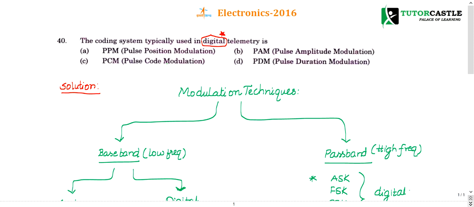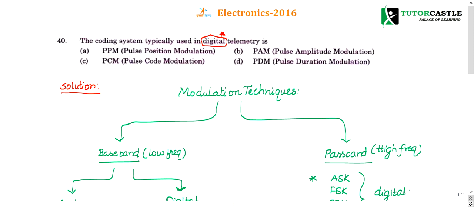Question number 40. The coding system typically used in digital telemetry is dash. Options: PPM, PAM, PCM, PDM. This question is quite simple and you can answer within 30 seconds. But let us see the background of it.